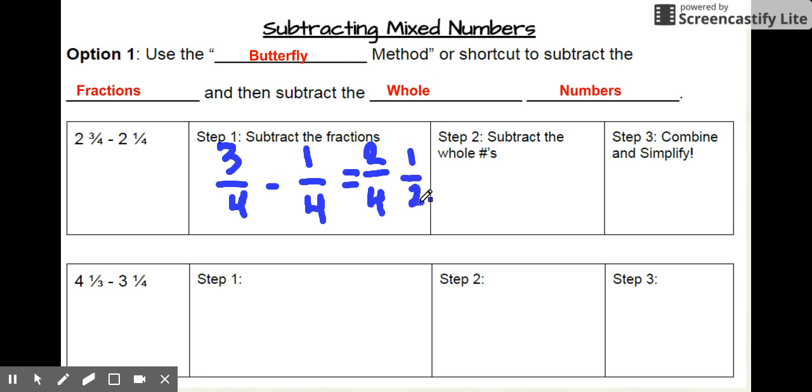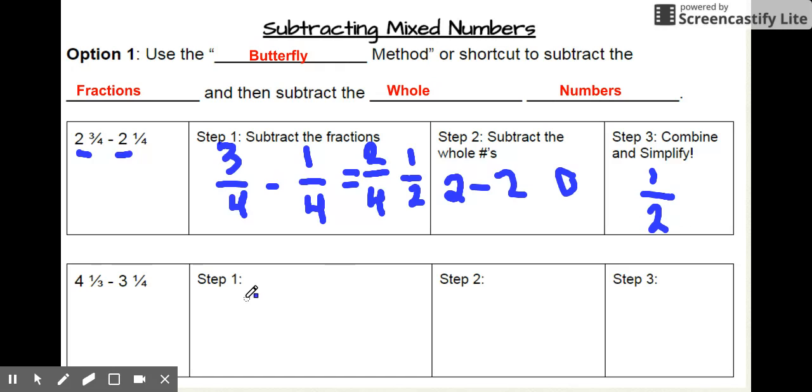Okay, step 2 is subtracting the whole numbers. So we have a whole number of 2 right here and then another whole number of 2. So 2 minus 2, and that is 0. And so if you combine the two, you have a whole number of 0, which you don't need to rewrite. Your answer is just the fraction part, which is 1/2. So 2 3/4 minus 2 1/4 equals 1/2.